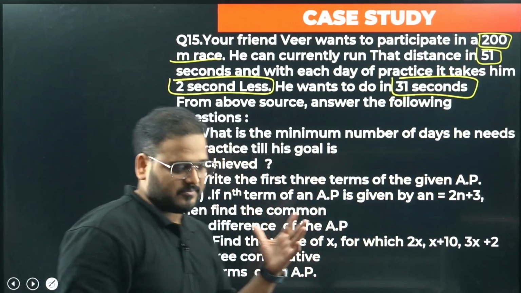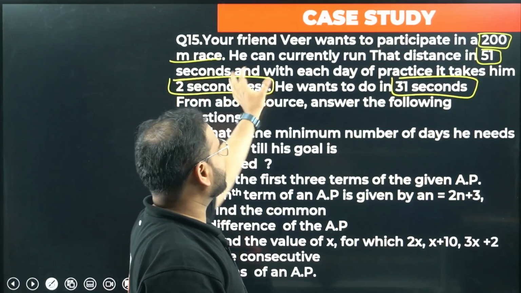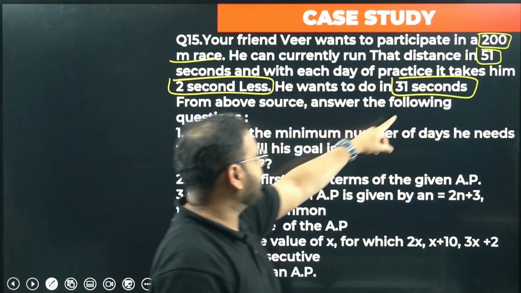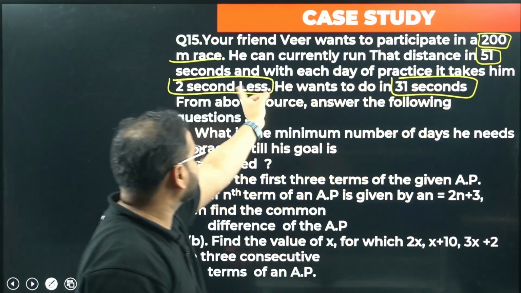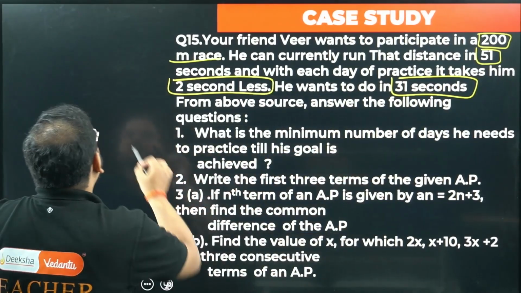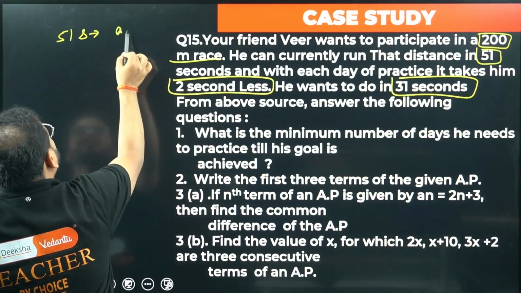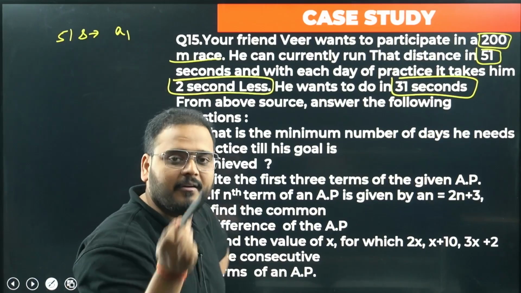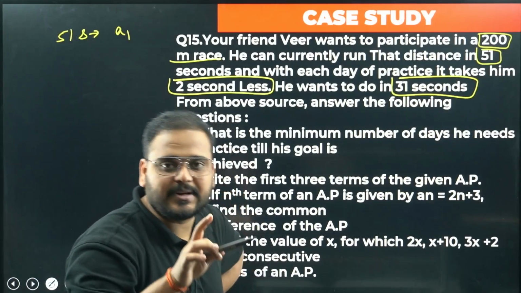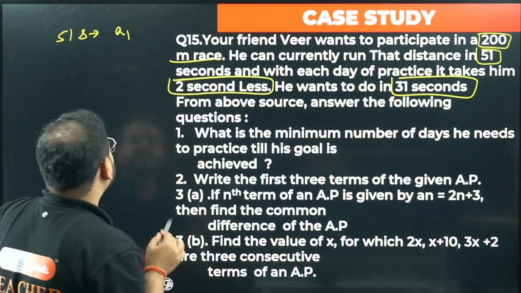Let's see with me. Right now, I can see that the 200-meter race is irrelevant to us, because we are looking for an AP in time. So 51 seconds and 31 seconds. If you see carefully, 51 seconds is the current situation, meaning the first term. 51 seconds is the current time it takes to complete the total race. So 51 seconds is my first term.